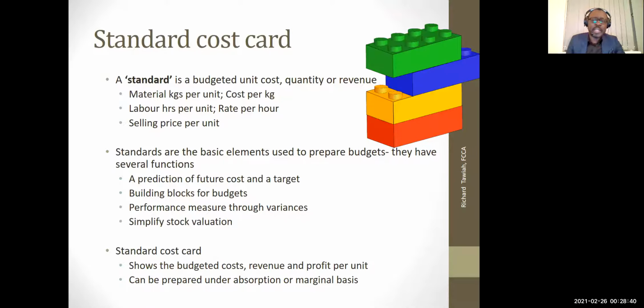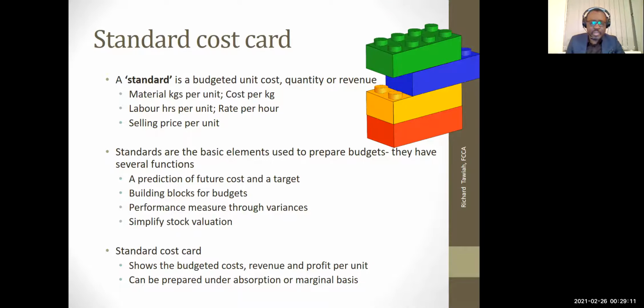There are some key items we need to understand, what we call the standard cost card, okay? So the standard cost card helps us to identify the standard cost, the standard quantity, standard revenue, okay? So a standard basically is a budgeted unit cost, budgeted unit quantity, or a revenue. So kilograms per unit in terms of material measurement, labor hours per unit, rate per hour, okay? And then selling price per unit. So these are the standard things we've looked at in the past, okay?